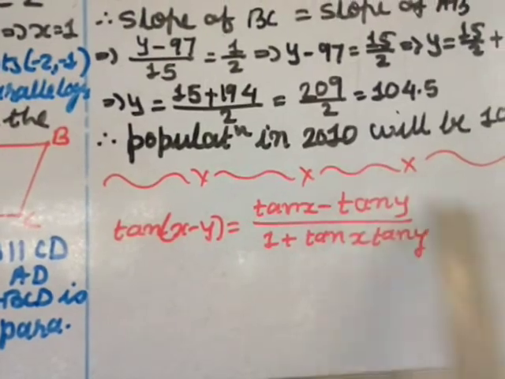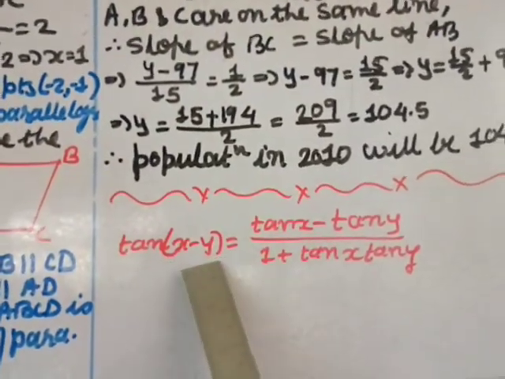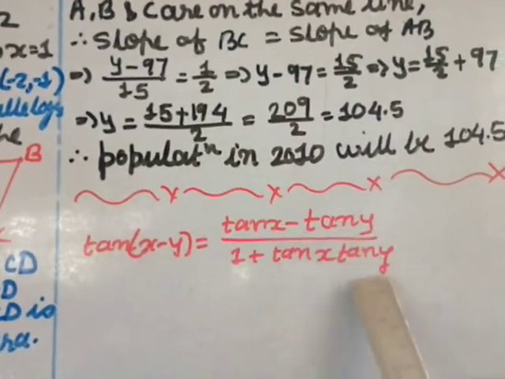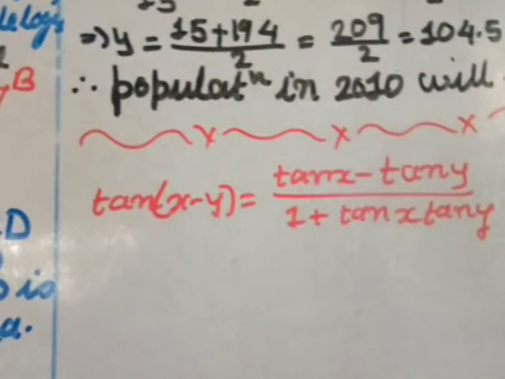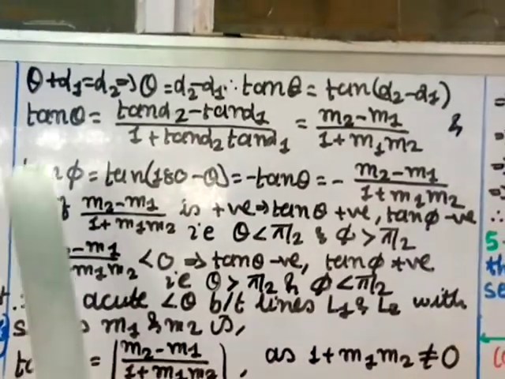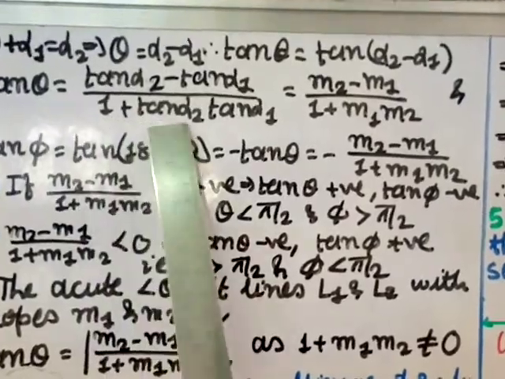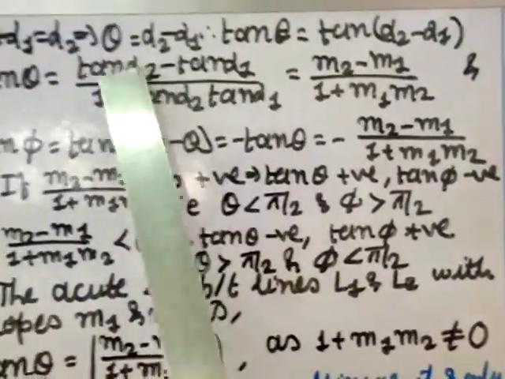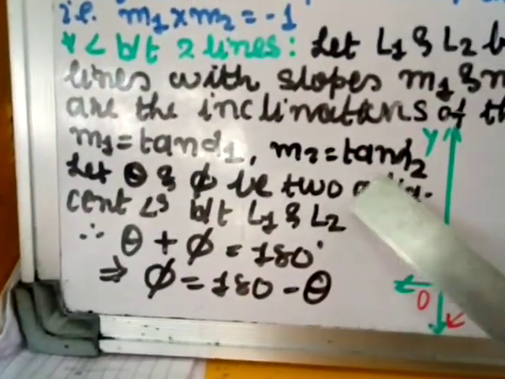Okay, so in this formula we will use alpha 1, alpha 2. So here, alpha 2, alpha 1, so here alpha 2 alpha 1, alpha 2 alpha 1. Here a product is there, so you can write anything first and anything second. So tan theta equal to tan alpha 2 minus tan alpha 1 divided by 1 plus tan alpha 2 tan alpha 1. But we have already taken tan alpha 1 as m1 and tan alpha 2 as m2.